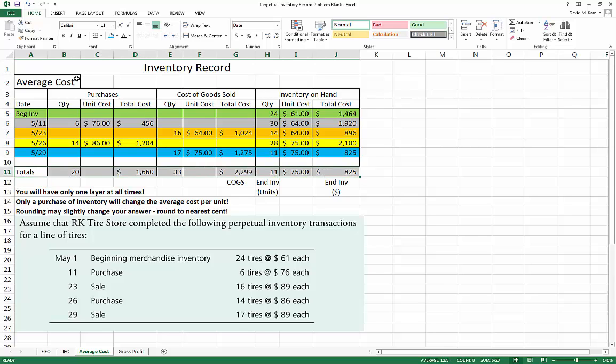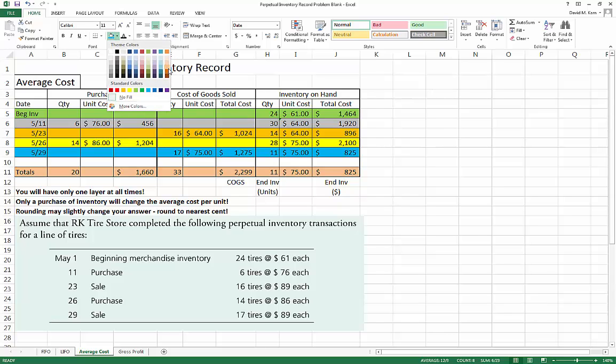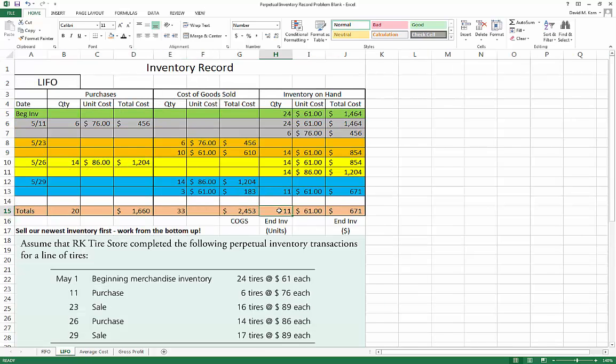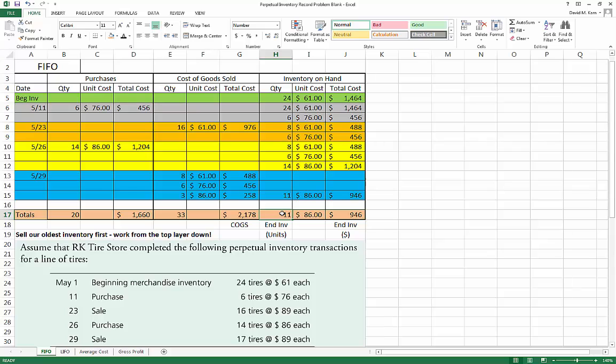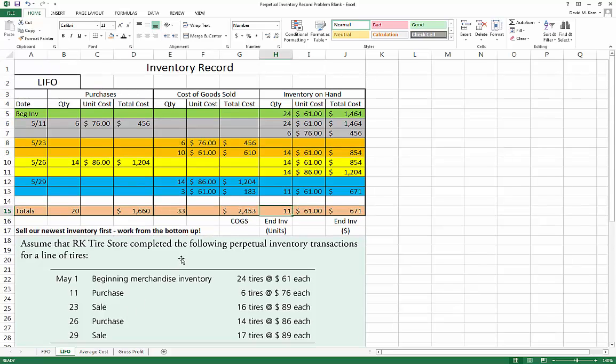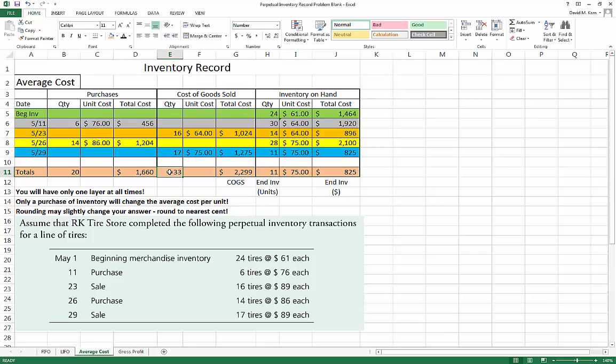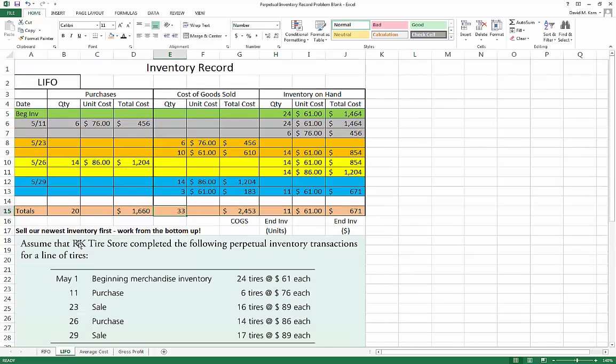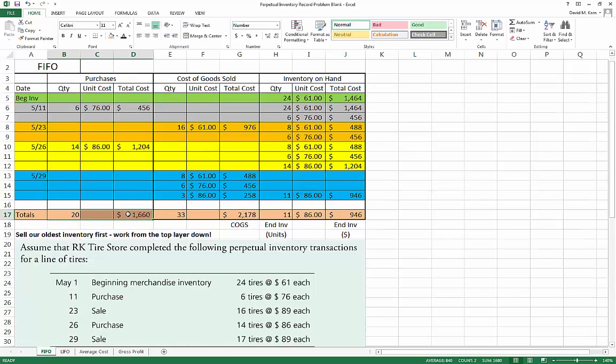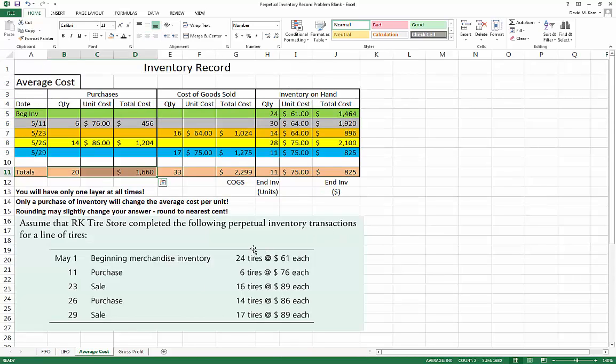Okay, so we know ending inventory always has 11 units in this problem, and notice that does carry through all three methods. Notice we have 33 units sold, 33 units sold, 33 units sold, and we always had 20 at 1660. So all those numbers will be the same. It will be your COGS and your ending inventory that will be different for each of the records. Okay, let's pause here for a moment, and then we'll come back and we'll do the gross profit calculations.